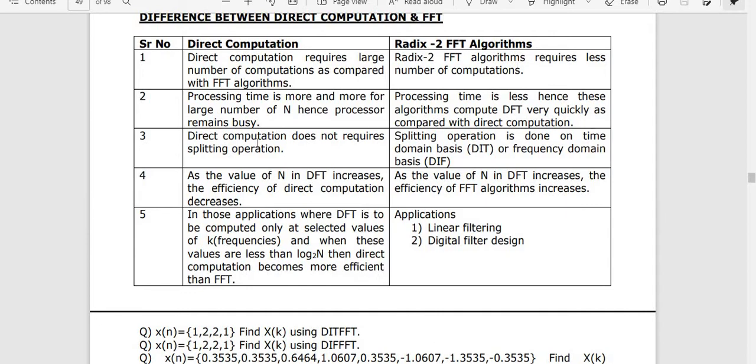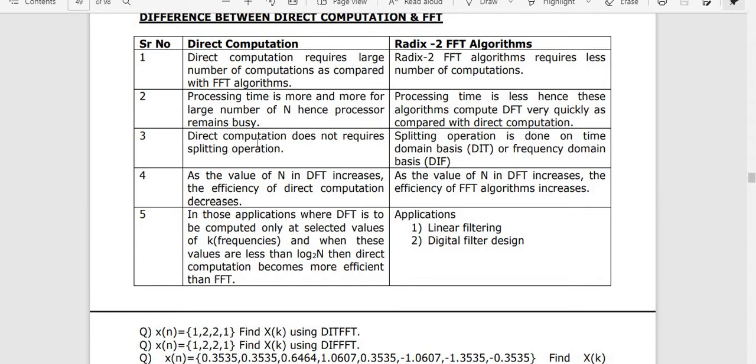Whereas the third point of direct computation is that it does not require splitting operations. In direct computation, we are not splitting anything. Directly we are taking the samples and substituting them into the formula. If you are applying DFT, the direct discrete Fourier transform, or IDFT, we directly substitute the number of samples into the formula and we are able to find the answer.